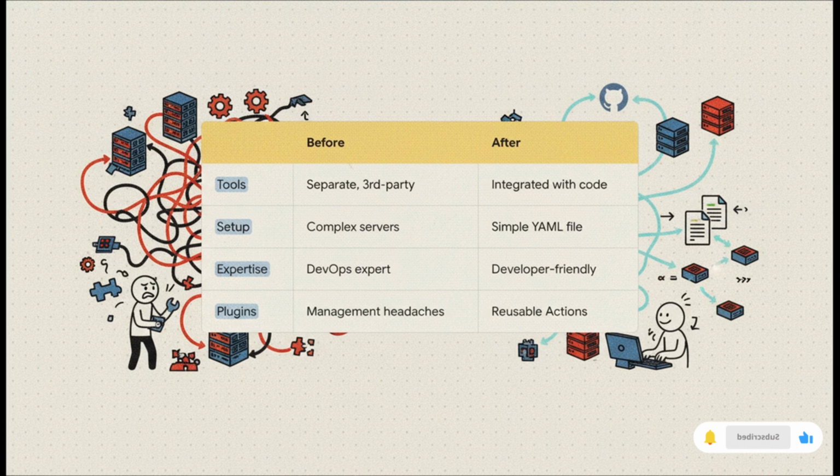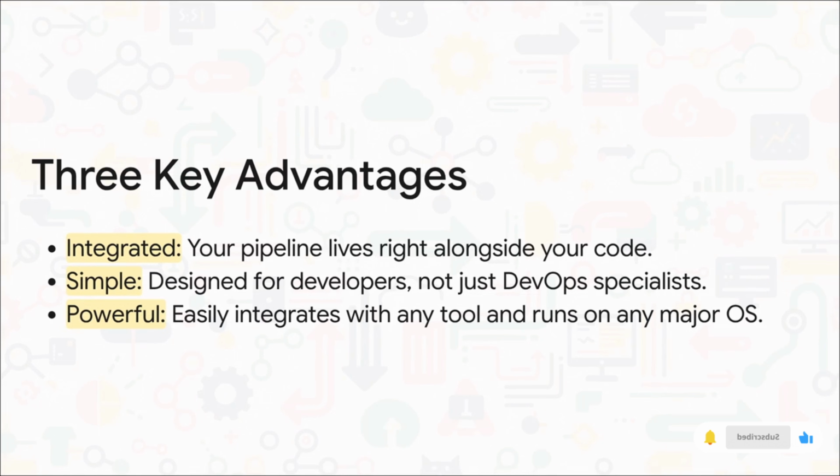It puts a simple, powerful CI/CD system right inside your repository, and it's all managed by a single text file that lives right there with your code. So what does this actually get you? Well, it boils down to 3 huge advantages. It's integrated, meaning your automation is version controlled right along with your app. It's simple, designed so that any developer can get started, not just a DevOps guru, and it's incredibly powerful with a massive marketplace of actions that let you connect to any service you can dream up.